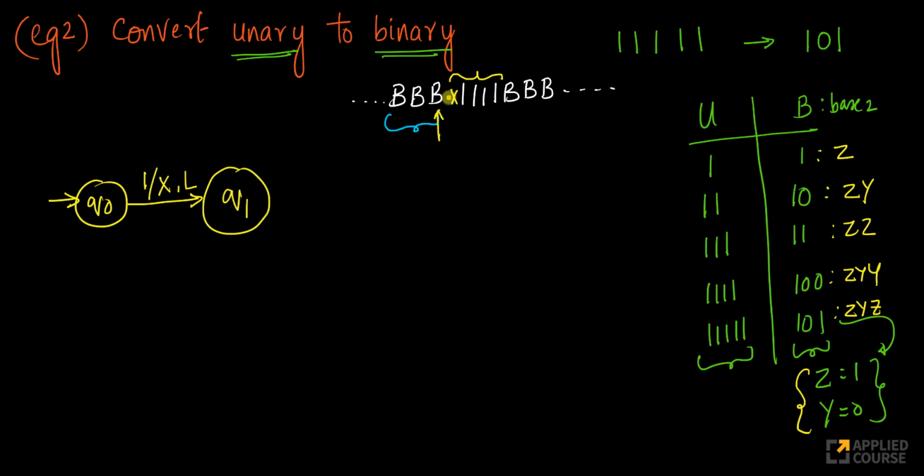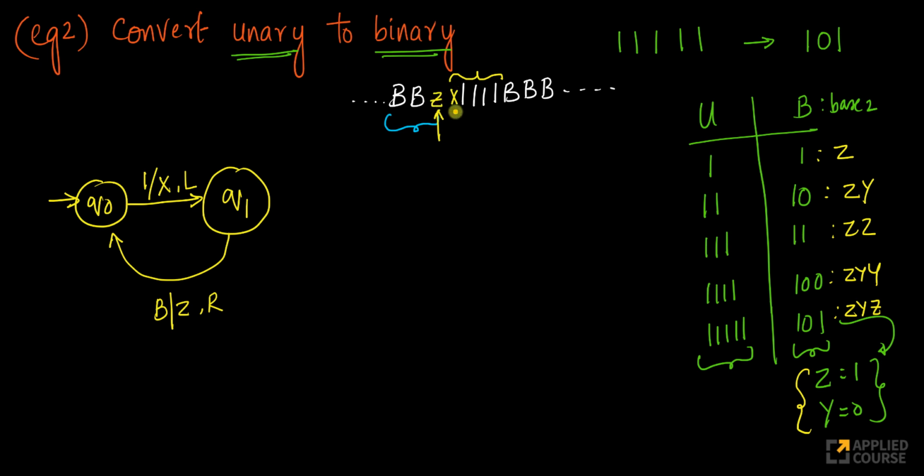Now what should I do? If I encounter a B here, what should I do? I should replace this B, because I encountered a 1 here, with a Z. So let's write that logic here. If I encounter a B, I'll replace that with Z, and I'll move right. Okay, simple. So I replaced this B with Z. Look at this, I'm replacing this B with a Z.